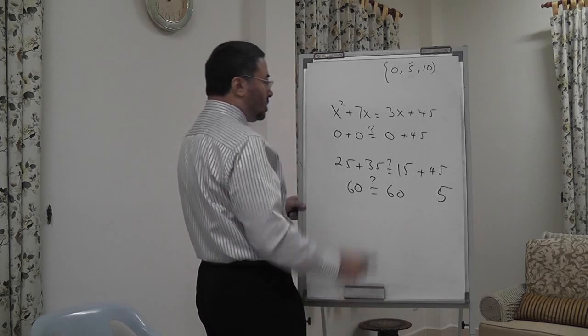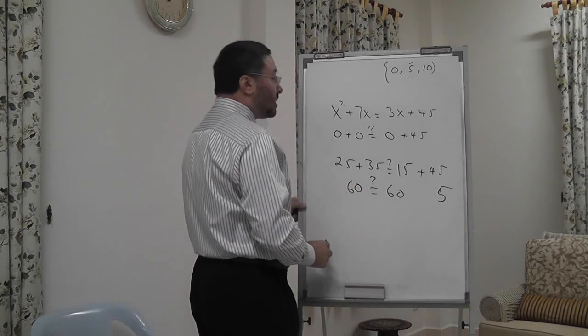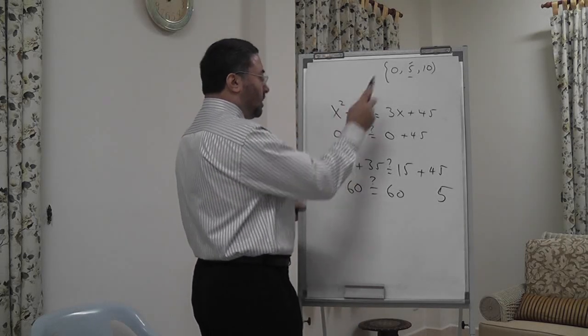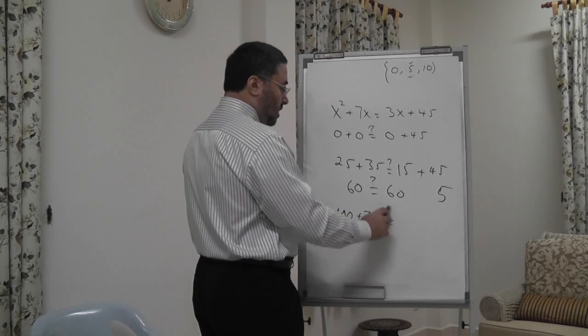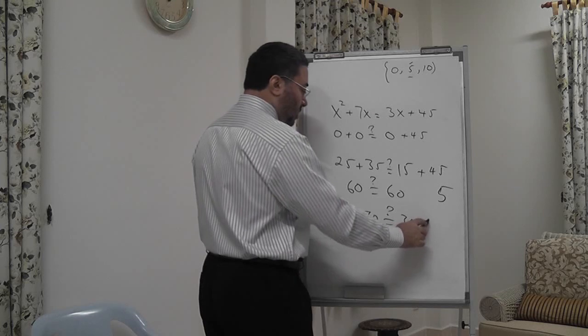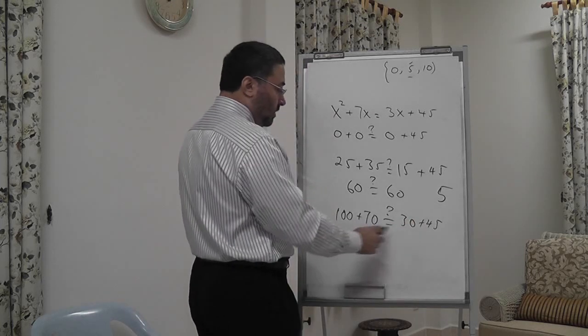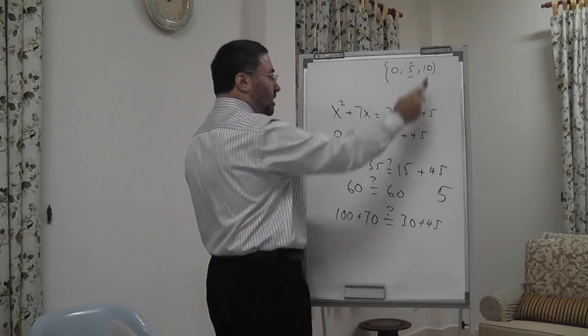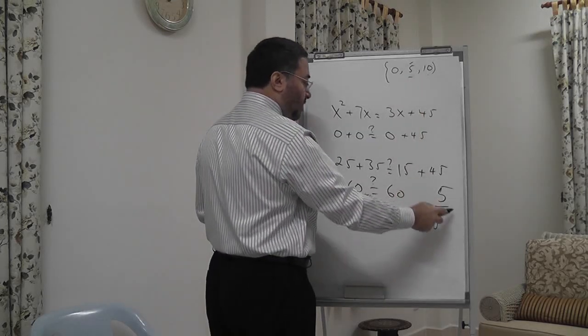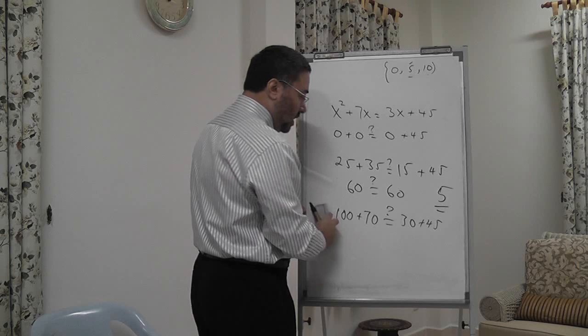5 is a solution. Now we replace x with 10, and that will be 100 plus 70. Is it equal to 30 plus 45? And 170 is not equal to 75. So this is rejected, and we accept only 5 as a solution to this equation.